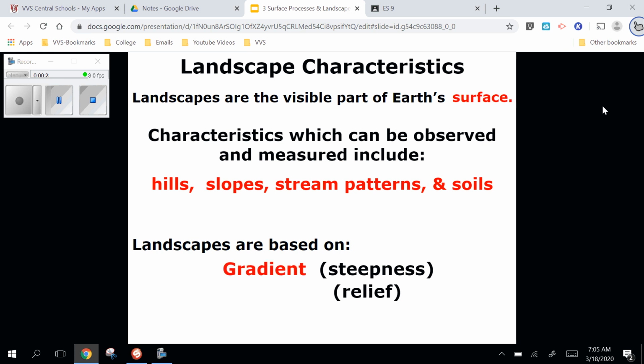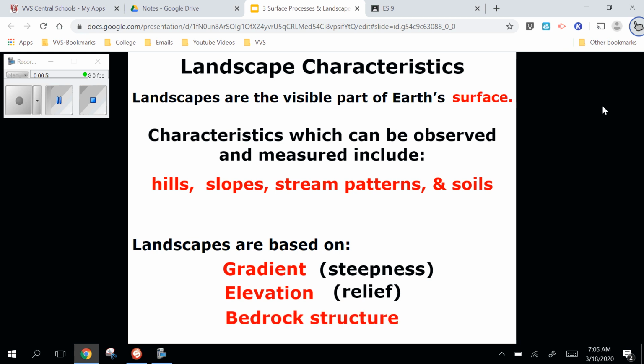We look at a couple different things when we want to differentiate landscapes. Gradient: how steep is the land? Generally speaking, we associate steep land with mountains, that kind of thing. And elevation, specifically the relief of elevation. Relief is the difference in the highest and the lowest points.